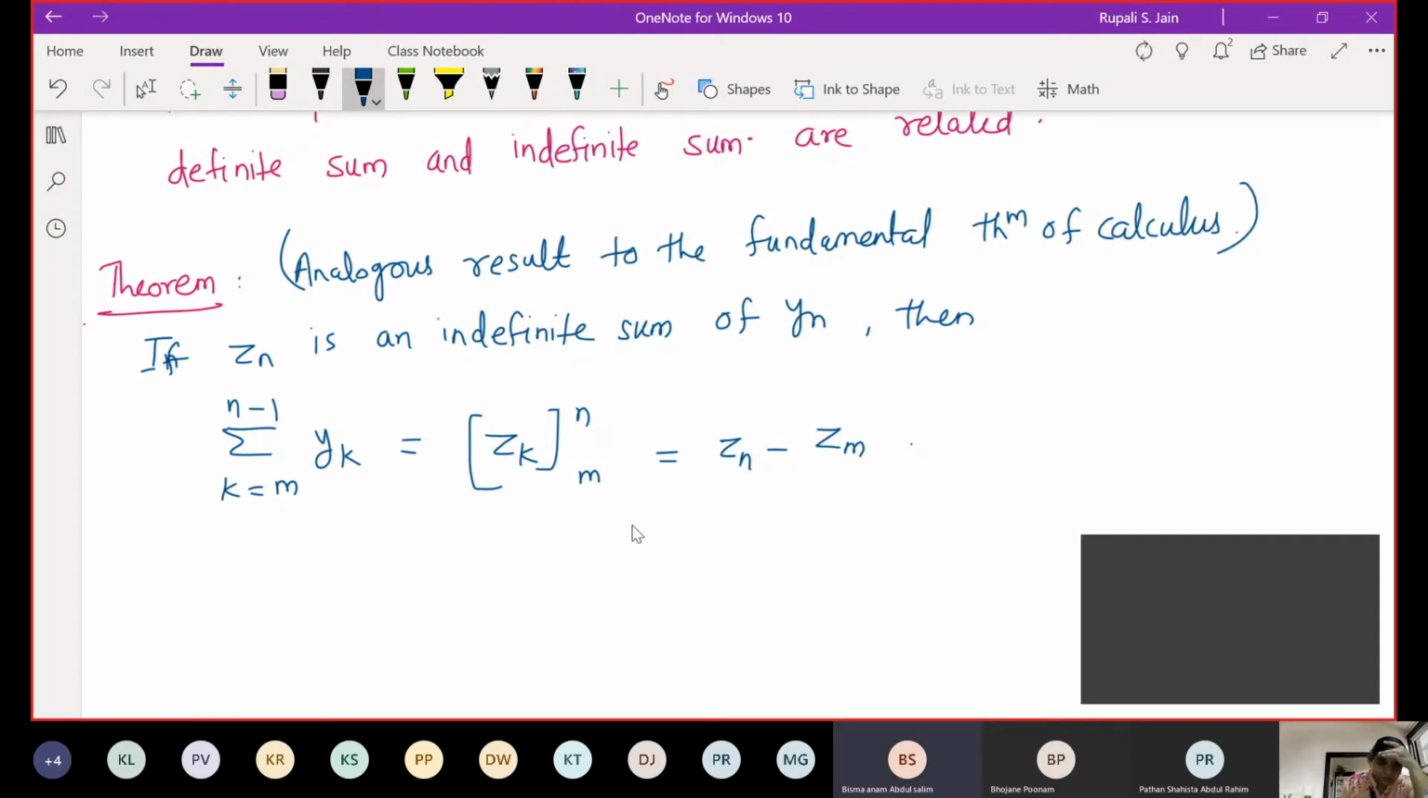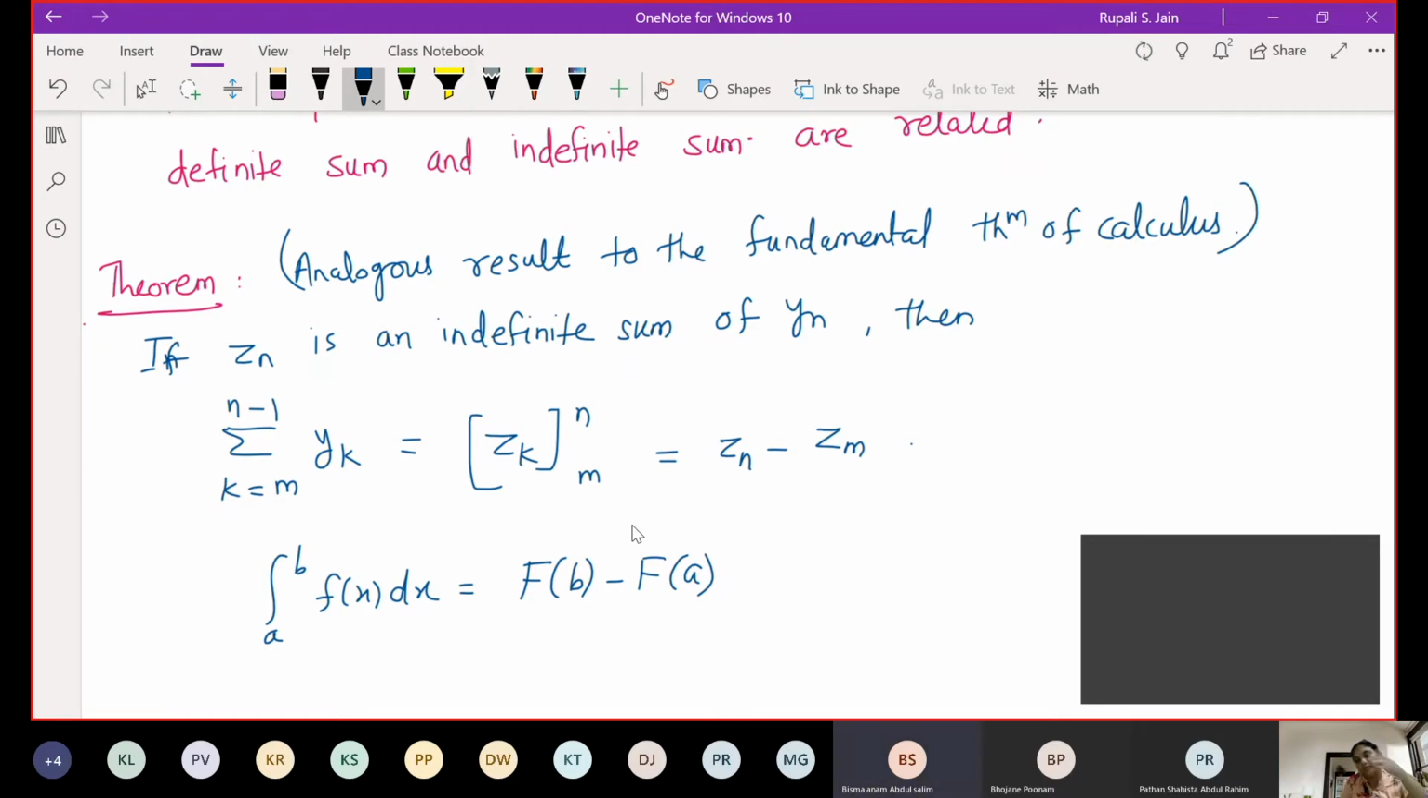Integration from a to b of f of x dx is equal to capital F of b minus capital F of a. What is capital F, small f, or here small f?